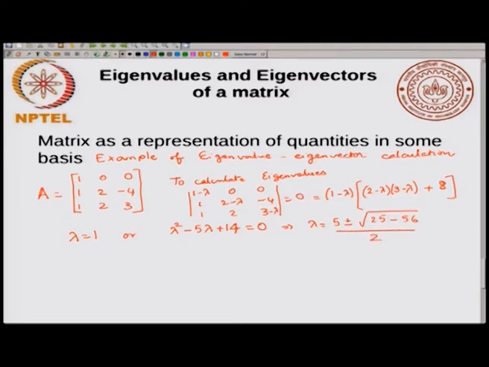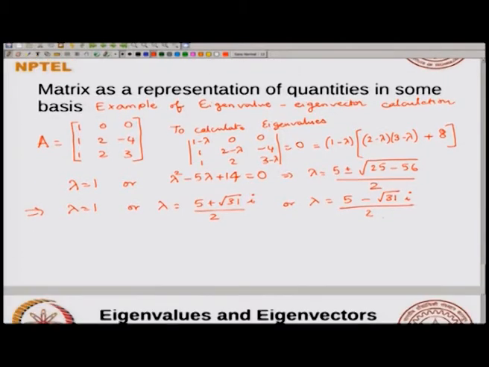Therefore, lambda equal to 1, or lambda equal to 5 plus root 31 times i, where i is the unit imaginary number, divided by 2, or lambda equal to 5 minus root 31 i divided by 2. So these are the three roots of this secular equation, and these are the three eigenvalues. So we have calculated the three eigenvalues.